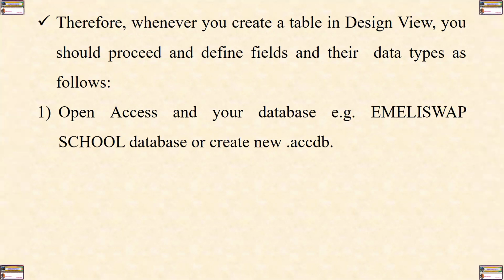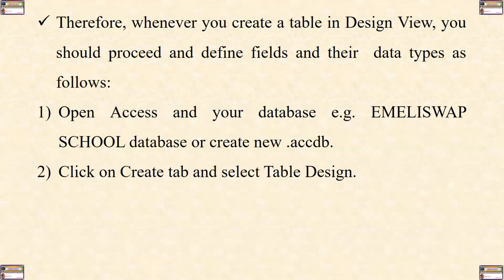Number one, you open Access and your database, for example, a ManySwap school database, or you create new. And when you create a new file, or what we call a database, it is automatically added an extension, which is .accdb. For more information on how you create a new database, you can refer to part 7 of this series that is already posted on the ManySwap ICT YouTube channel, in as much as we are going to repeat the same in this presentation.